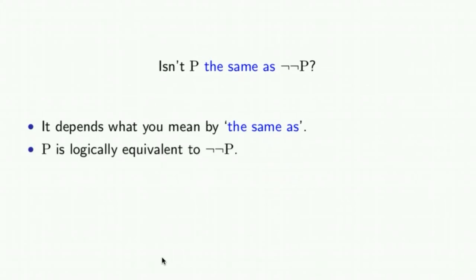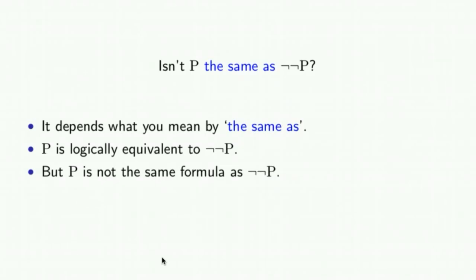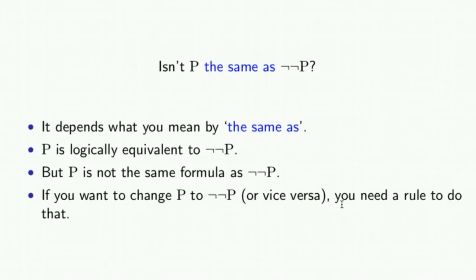P is logically equivalent to not P. So in that sense, they're the same formula. That is, they mean the same thing. But P is not the same formula as not P. After all, P itself only has one thing, just P, and not P has three things, two negations and the letter P. So if you want to change P to not P or vice versa, you're going to need a rule to do that.